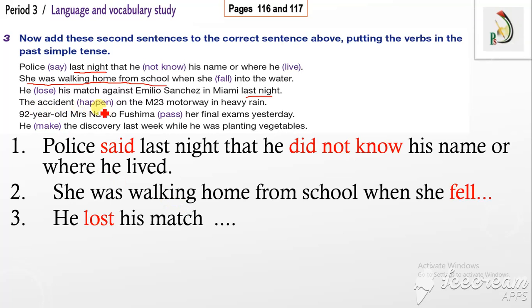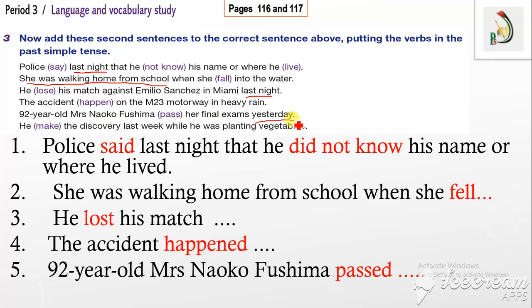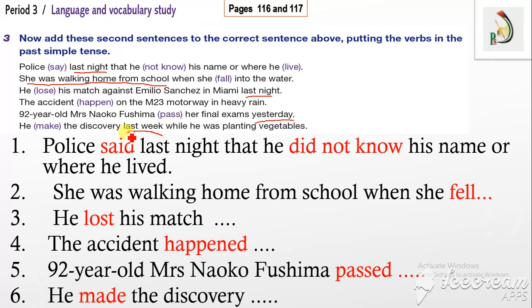The accident happened on the M23 motorway in heavy rain. Happened. 92-year-old Mrs. Naoko Fushima passed her final exams yesterday. Past. He made the discovery last week. See, the time signal is last week. He made the discovery last week while he was planting vegetables.